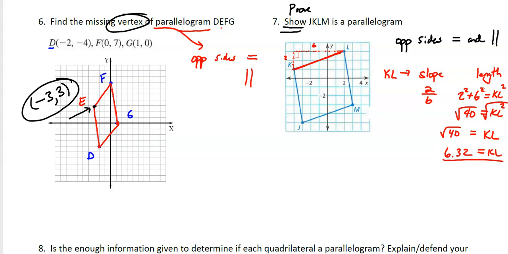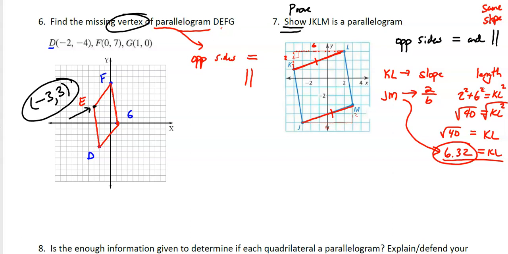Well, if I look down here at JM, if I look down here and kind of check JM out, it's the same idea, okay? It has a slope of a rise of 2 and a run of 6. So it looks like JM kind of matches right here. JM also has a slope of 2 over 6, which means it's going to have the exact same length. So right now, what I've proven is, I've proven that these two sides are equal, because they're both 6.32. And I also know that they're parallel, because they have the same slope.